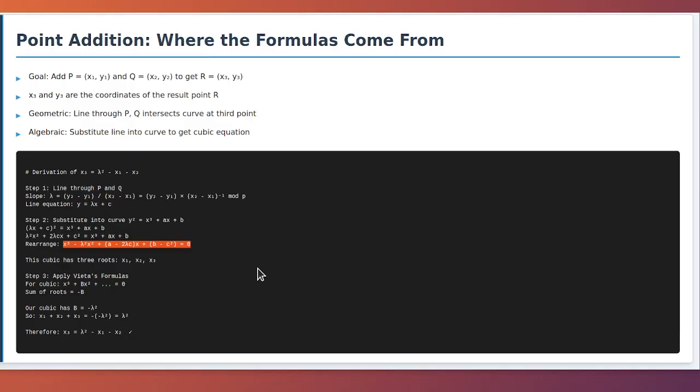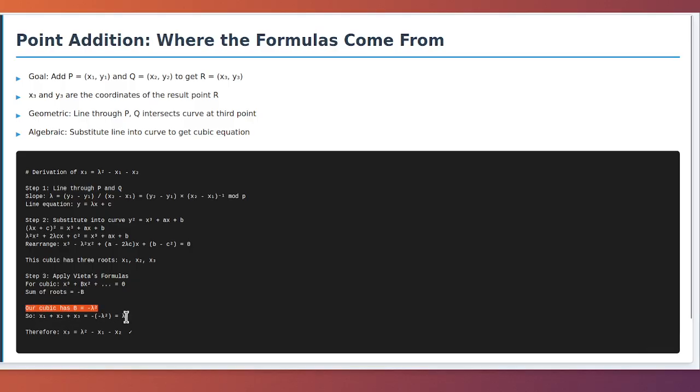Here's where Vieta's formulas come in. For a cubic equation, x cubed plus bx squared plus cx plus d equals 0, with roots r sub 1, r sub 2, and r sub 3, Vieta tells us that the sum of the roots equals negative b. In our cubic, the coefficient of x squared is negative lambda squared.